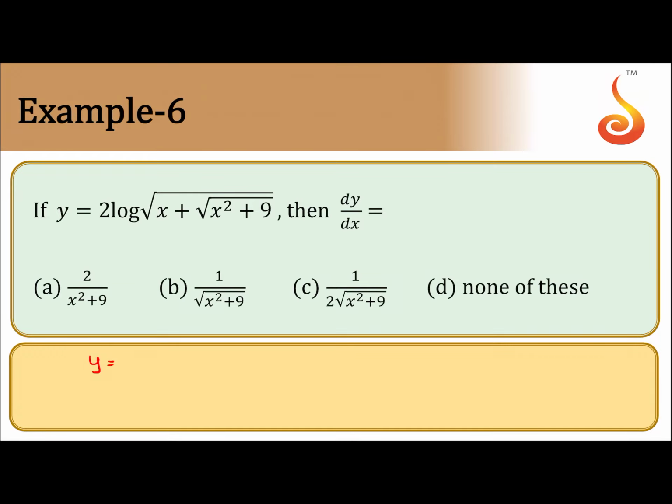First we simplify the log: 1 by 2, 2 into 1 by 2, log of x plus under root x square plus 9. So we get y is equal to log of x plus under root x square plus 9. Now let us find the dy by dx of this one. So y is equal to log of x plus under root x square plus 9.